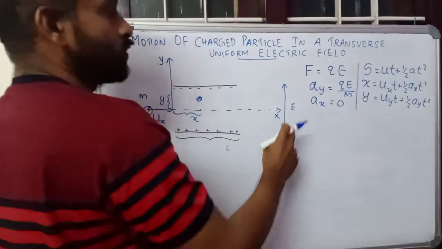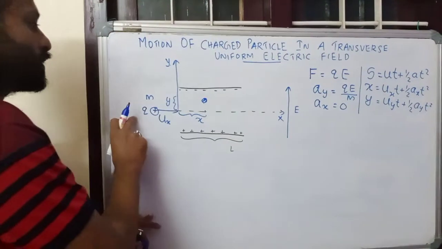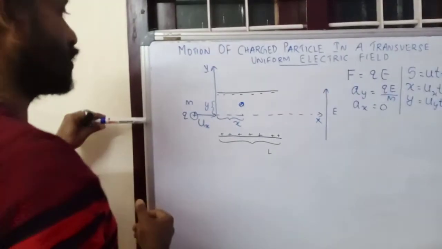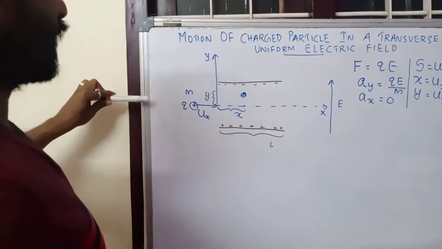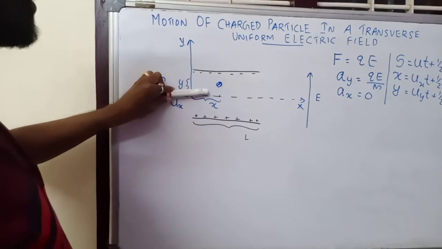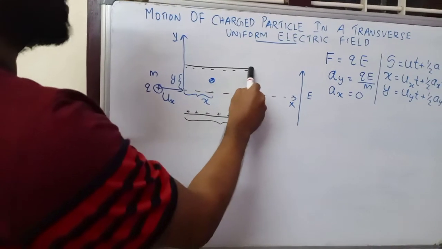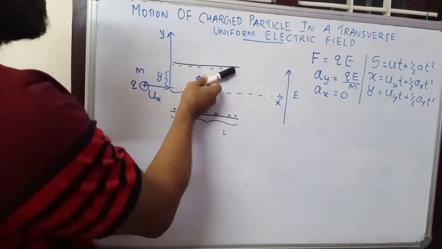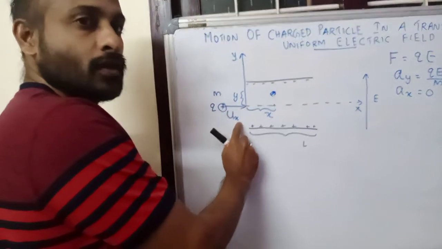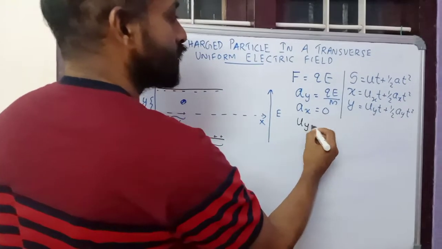I will substitute the values of ax and ay here along with ux and uy. Ux is the initial velocity of the particle along x direction. It is traveling along x direction initially. Suddenly when it enters the electric field region, it has a deflection in the upward direction. So from this path, it will deflect in the upward direction like this. So what about uy? Initially velocity is along x direction. No component of velocity along y direction. So I can write uy is equal to 0.